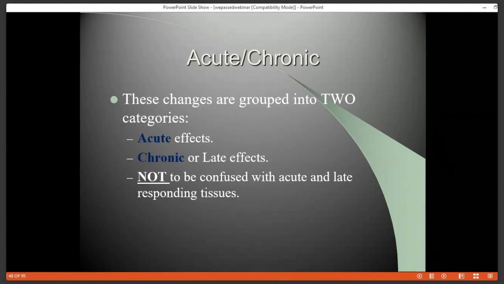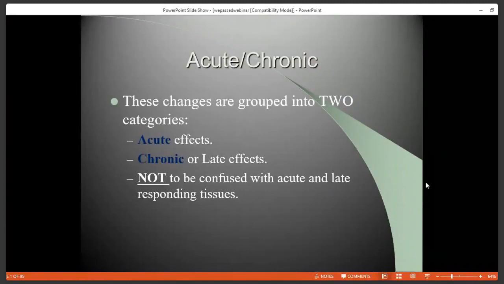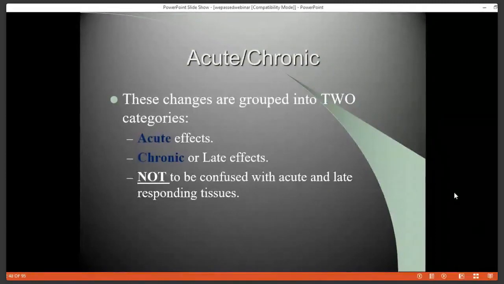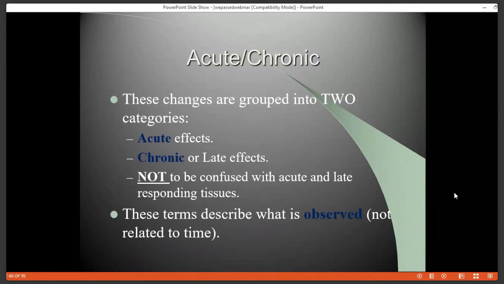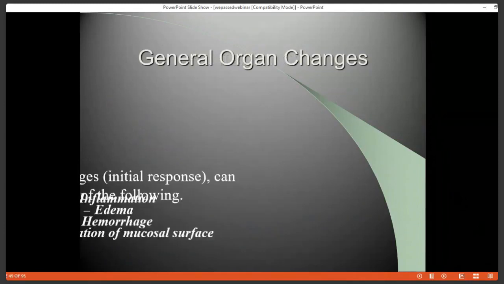All right. So this is what we visually see, as opposed to acute and late responding tissues, which are related to the time in which we see the effects. These terms here really describe what is observed as opposed to what is related to time from the evidence.